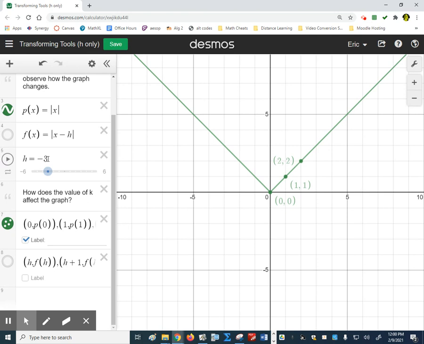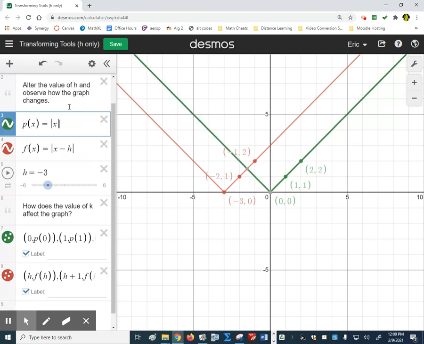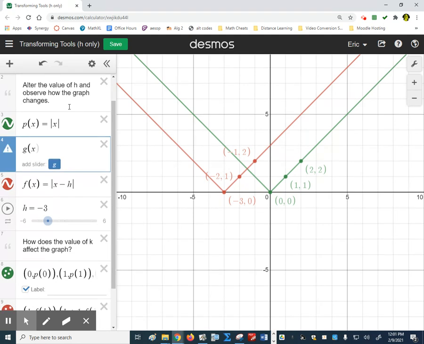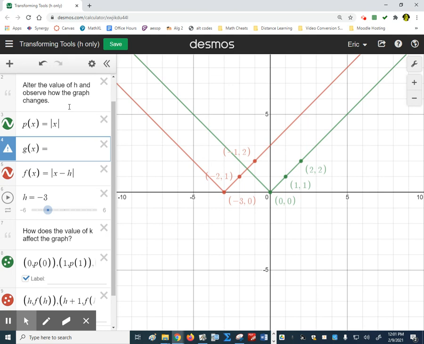When h was positive 4, when I subtracted a positive 4, it went to the right by 4. What if I'm subtracting a negative 3? Okay, I'm getting some guesses. Maybe it goes to the left. Let's try it. It does. Look at that. Now, keep in mind, I'm going to make another graph here on top of this so you can see this, right? I'm subtracting negative 3. So that'd be like saying, let's call it g of x equals the absolute value of x minus negative 3, which is x plus 3. Look at that, right?